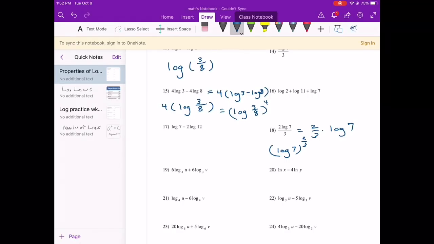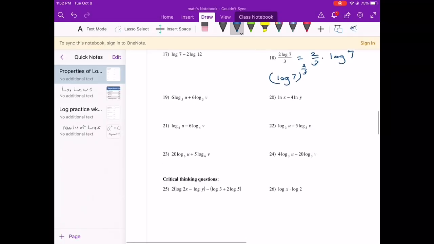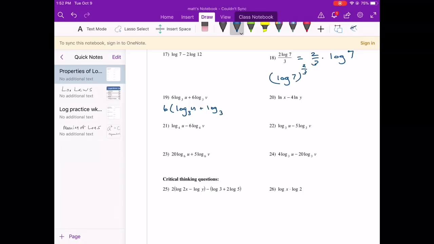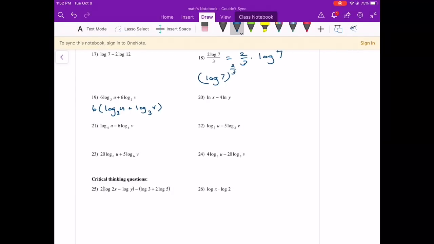To deal with what I multiplied by. All right, something like number 19, the addition makes me think of multiplication. The 6s out front make me think of exponents. So first I'm going to factor out that 6 times log base 3 of u plus log base 3 of v. Now, a really important thing to point out is on all of these examples that I've been doing, the logs have had common bases. If they don't have common bases, these properties are out the window. So we want to make sure that we're focusing on the logs and the properties of common bases.